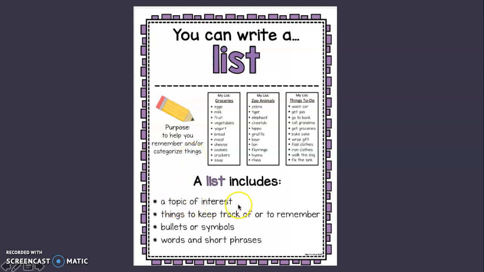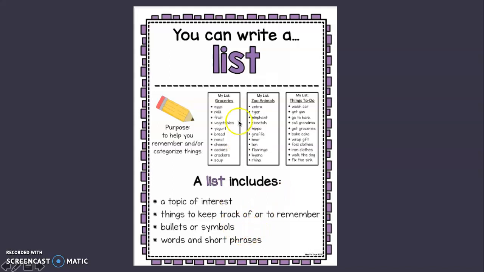You need a topic of interest, like here, the groceries, like things you need from the supermarket, or the zoo animals you have seen in the zoo, or things to do in the morning. So you always have to have a title of your list. And then things to keep track of or to remember, things that you need to remember in your list, or you saw, or you want.